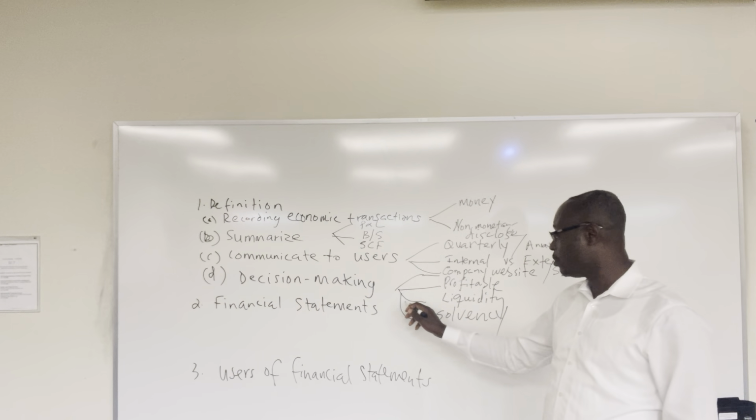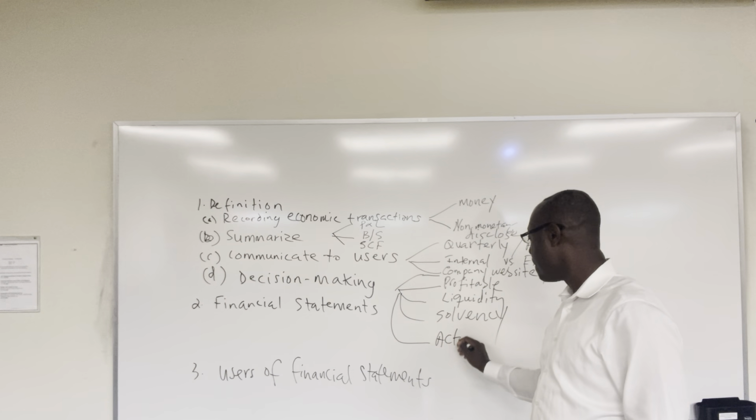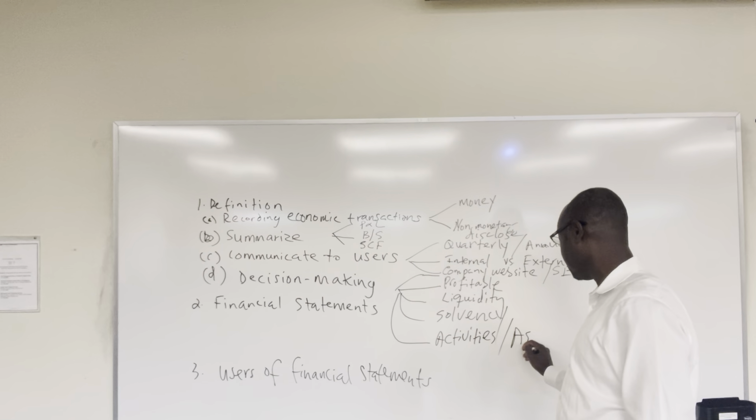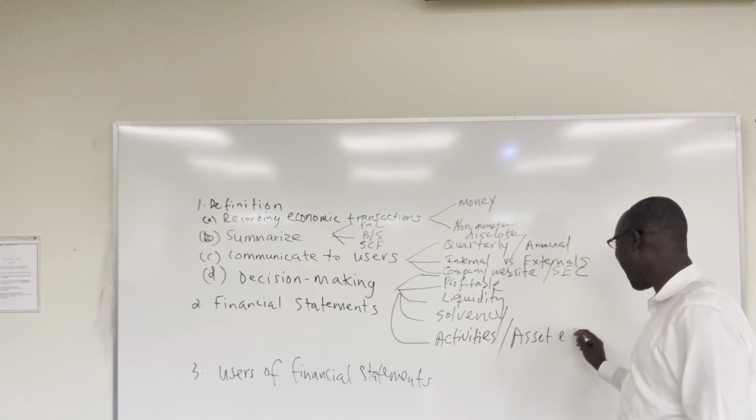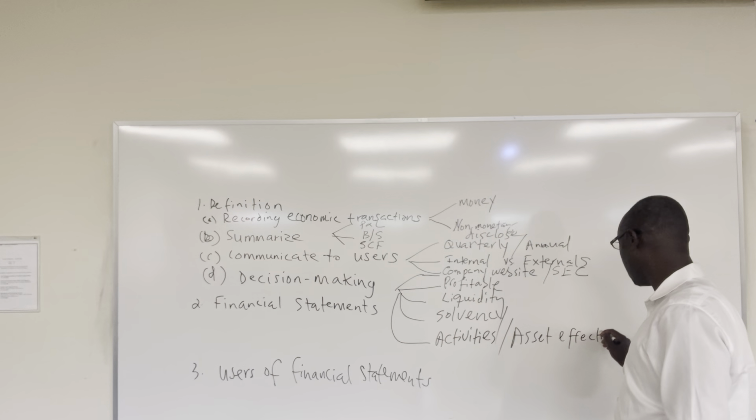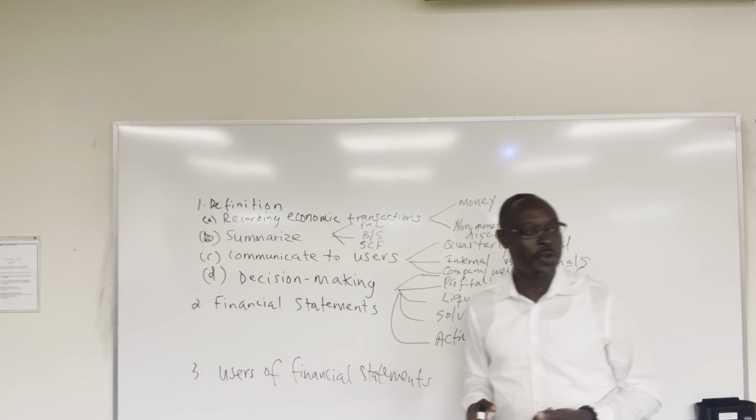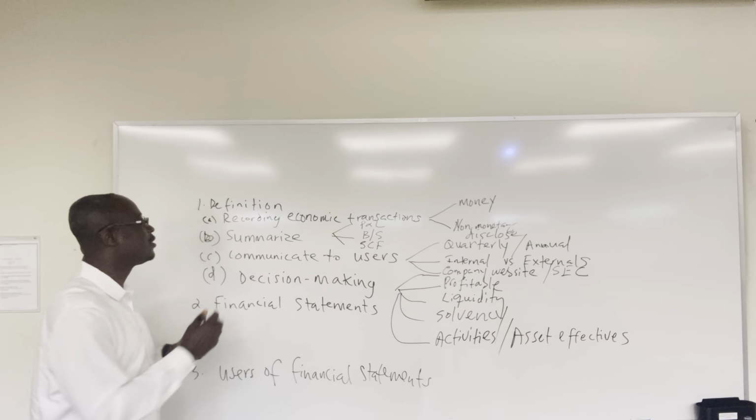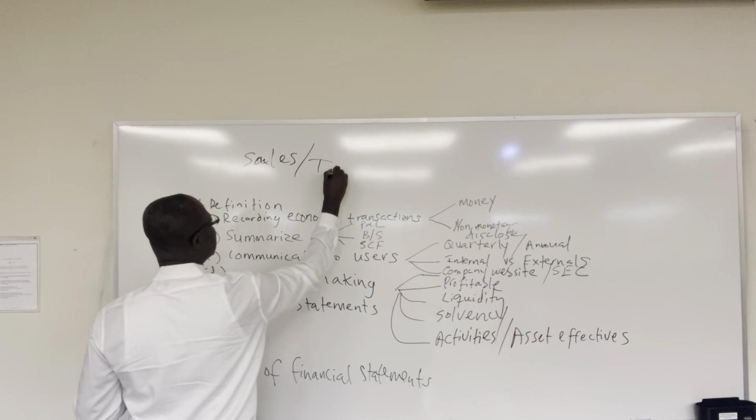And they can also use that information to measure activity or asset effectiveness. Asset effectiveness: how good is the company in using their assets to generate revenues? So for example, they may calculate an asset turnover ratio, and the asset turnover ratio may be calculated as your sales divided by your total assets.